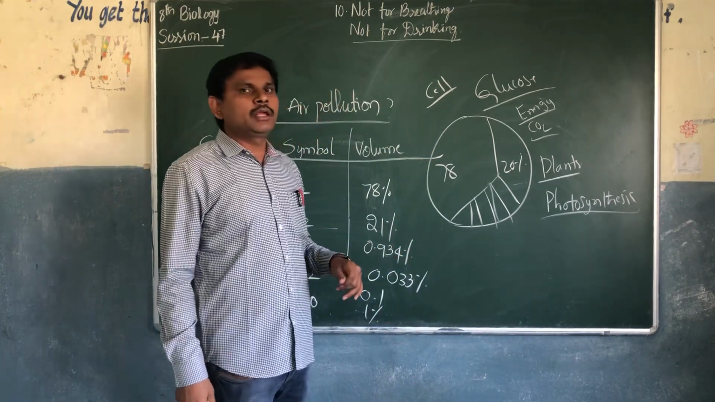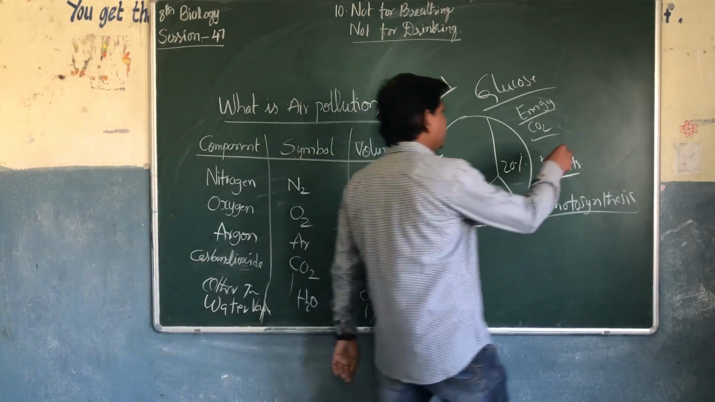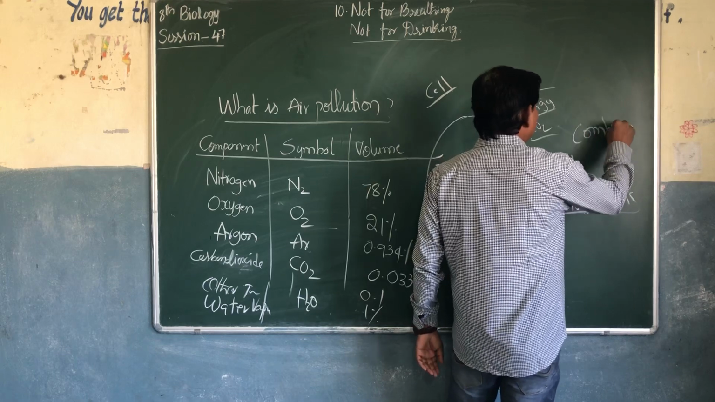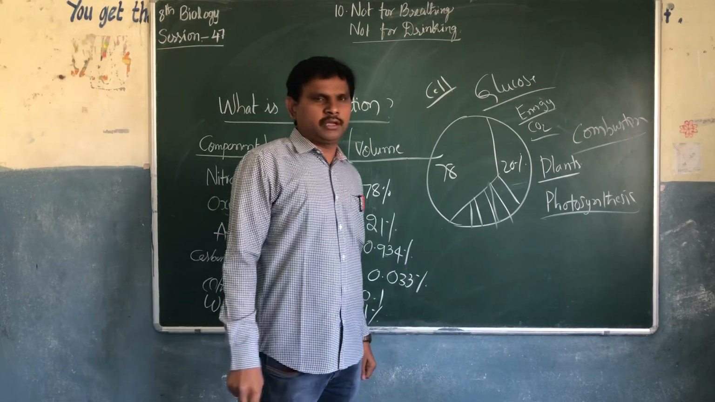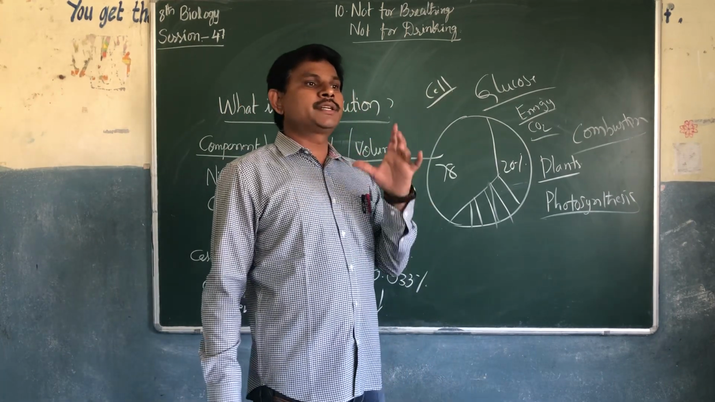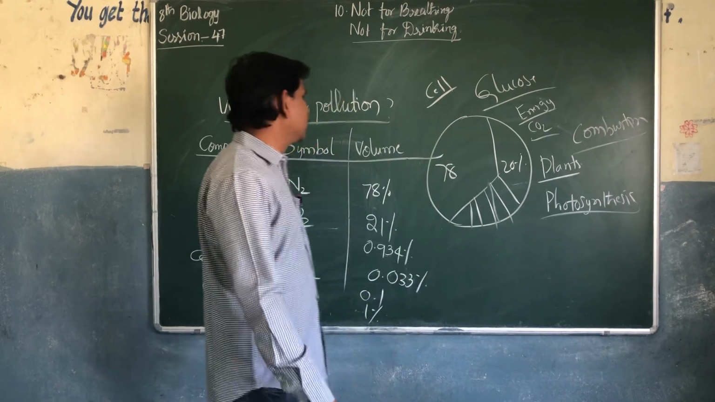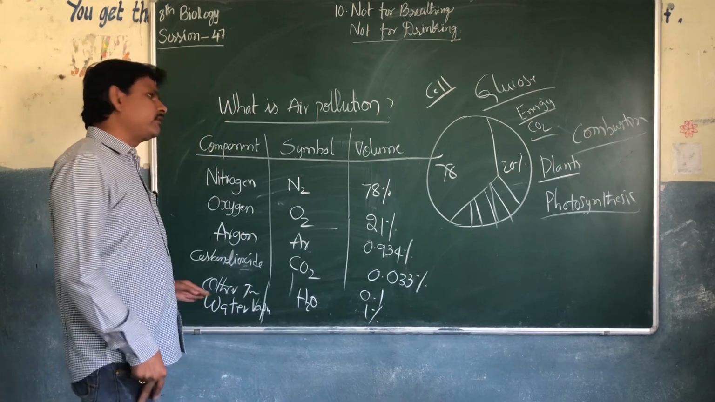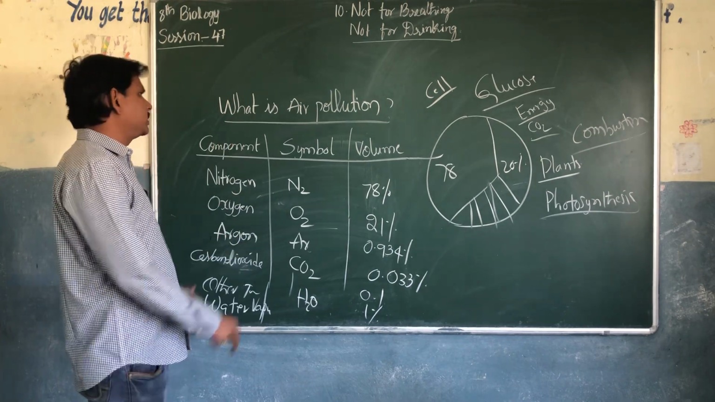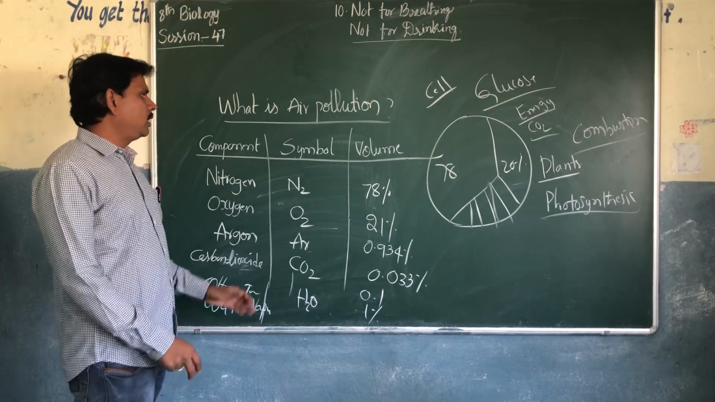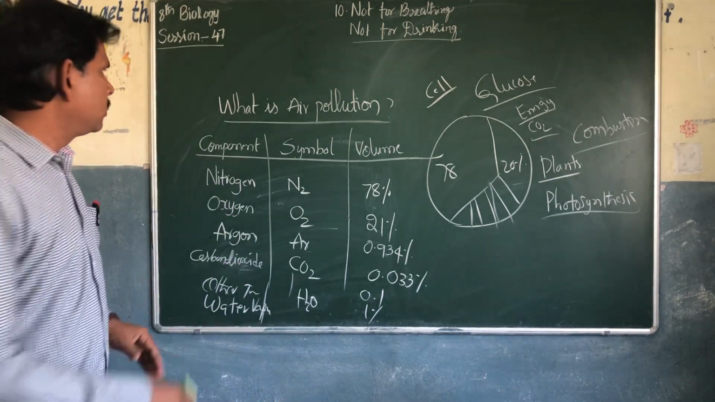Oxygen is not only useful for animals, it is also useful for combustion. For burning anything, if you want to burn, it will burn only in the presence of oxygen. Combustion takes place in the presence of oxygen only. This is very useful. Water vapor and other gases are also present in the atmosphere. These are the components, symbols and volumes of air.